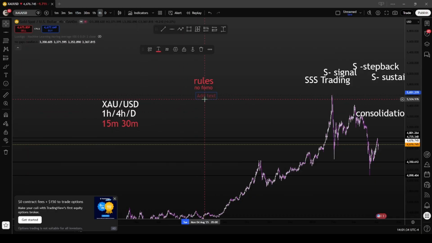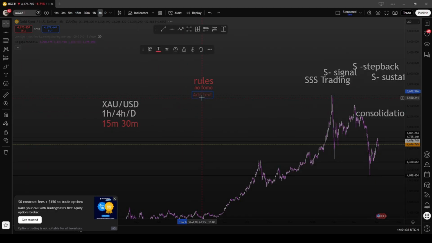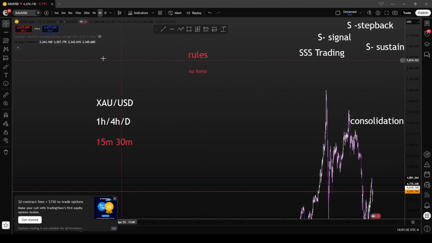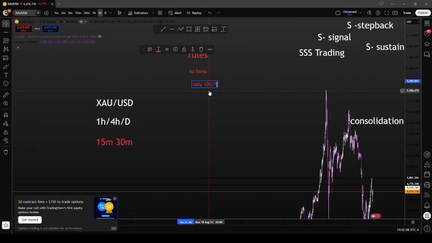Next rule, only 10%. All right, only trade 10% of your account balance. Here is why. You can even go down to 1%. Here's why.